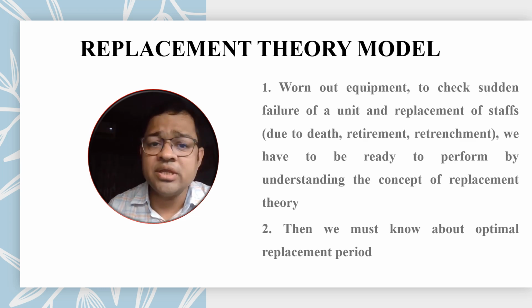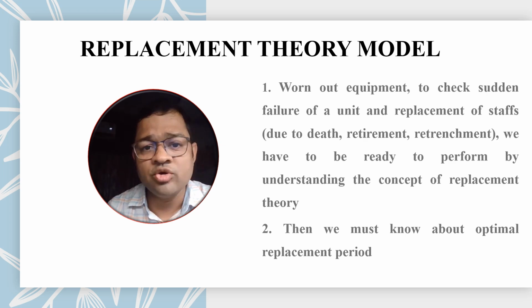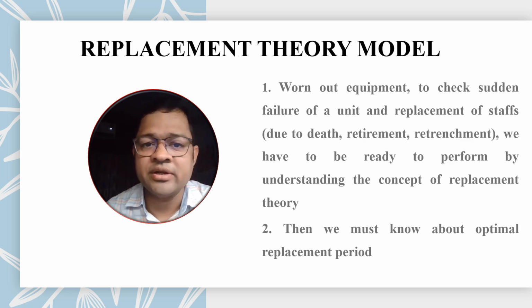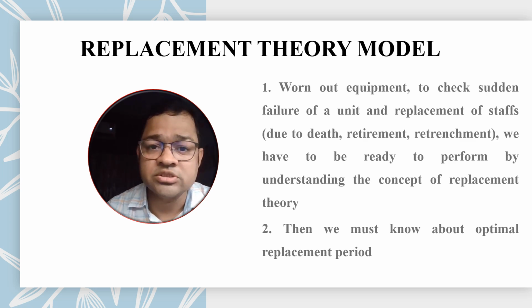The most important thing I would like to highlight is that hopefully you remember maintenance management in production and operation management. Previously, I covered the sequencing model, which is also connected with production and operation management. Similarly, in maintenance management there are two types of maintenance: one is preventive maintenance, the second is breakdown maintenance.